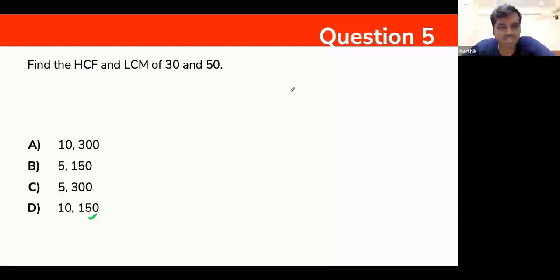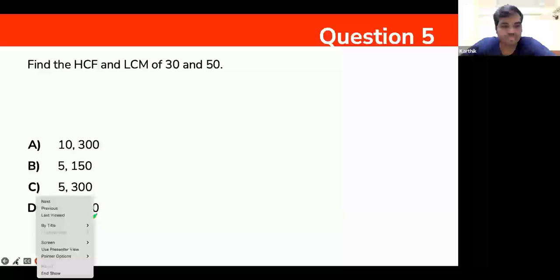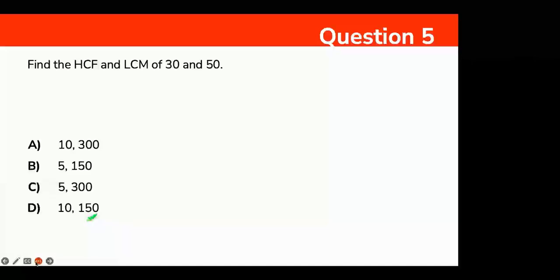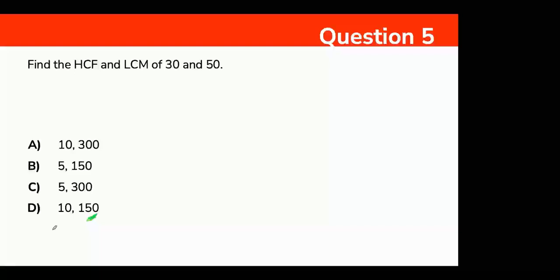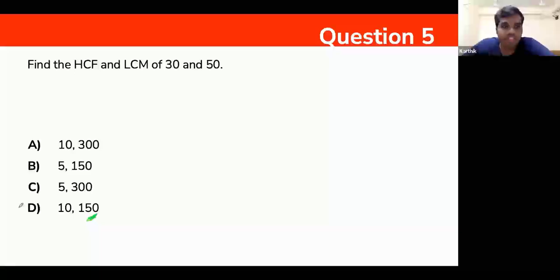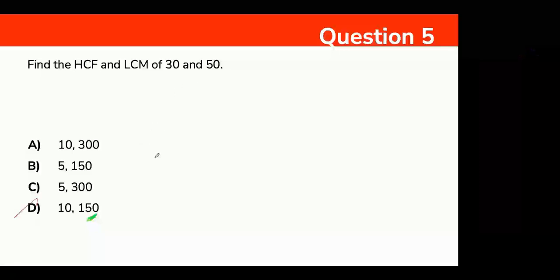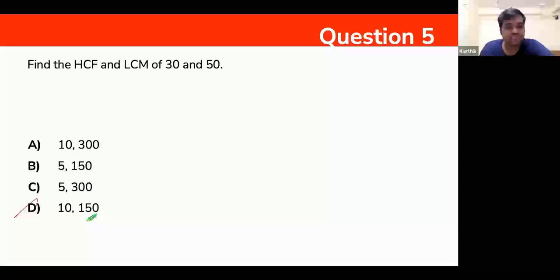Just quickly tell me, what is the HCF and LCM of 30 and 50? 10 and 150, sir. Yeah, 10 and 150, which is option D, correct? 50 into 3, 10 and 150, correct.